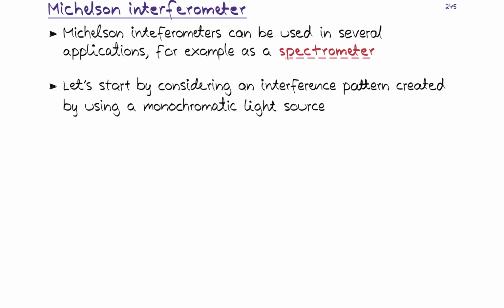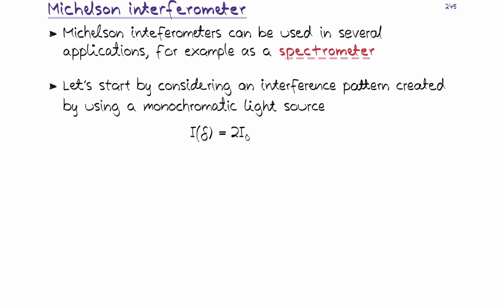We are interested in considering an interference pattern. Let's start by considering an interference pattern created by using a monochromatic light source. We will soon generalize into a broadband light source. That's what we're actually using in a real spectrometer. But let's start with a monochromatic light source. Then we are measuring an interference pattern, the irradiance pattern, as a function of phase difference delta.